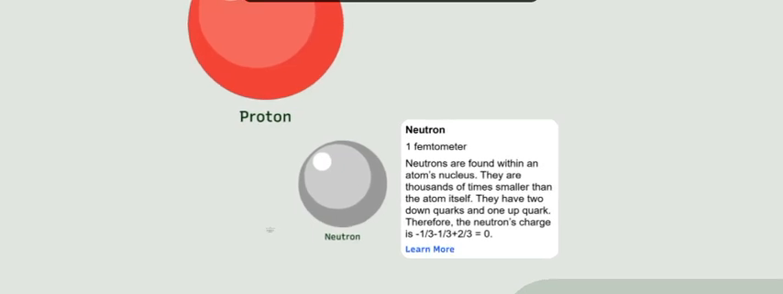Neutron, 1 femtometer. Neutrons are found within an atom's nucleus. They're thousands of times smaller than the atom itself. They have 2 down quarks and 1 up quark. Therefore, the neutron's charge is minus 1/3 minus 1/3 plus 2/3 equals 0.